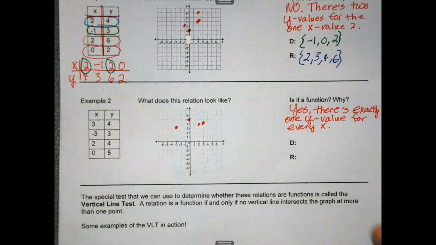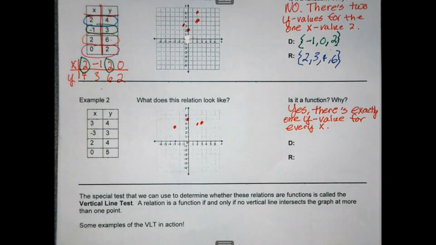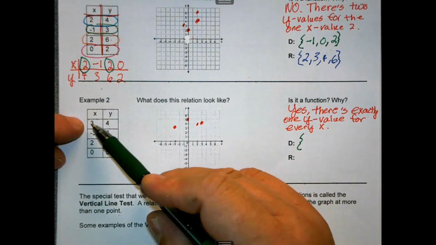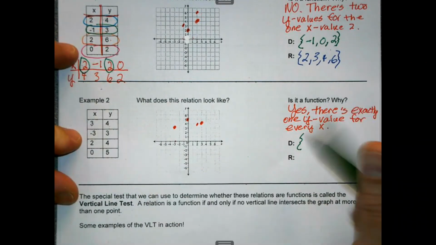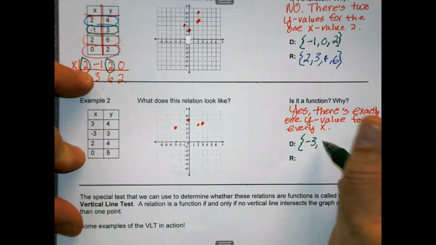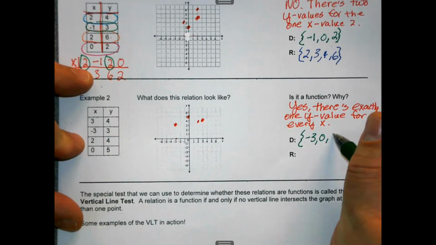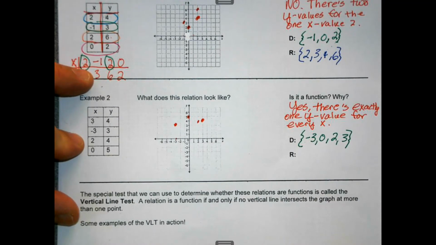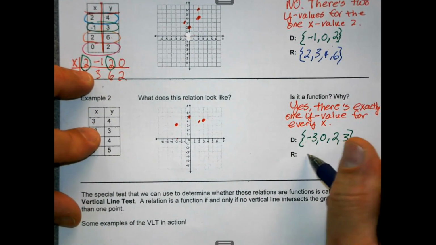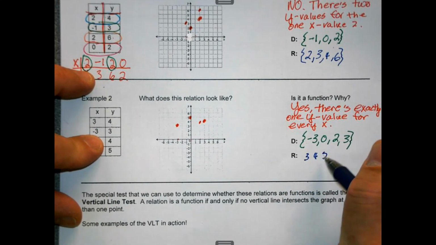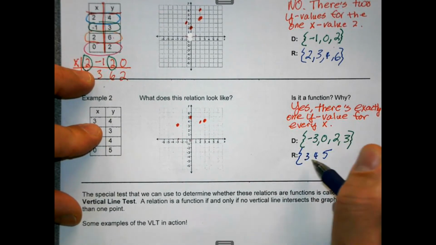There is yet an easier way to do this. But let's look at the domain and range first. My domain is going to be a set of points or x coordinates. I'm going to put the smallest one in there: -3, 0, 2, and +3. And my range, see, my small one is 3, and then I got a 4, and I got a 5. Now I had the 4 twice, so I'm only going to put it in there once.